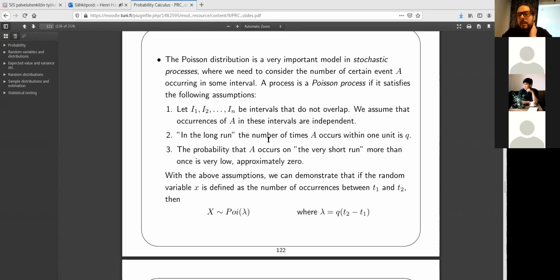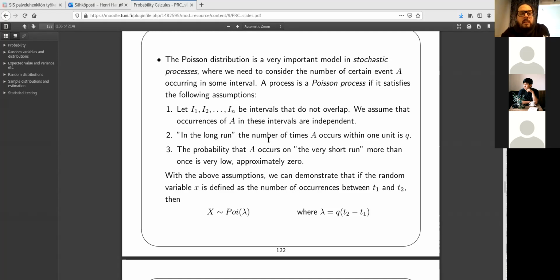The long run meaning here is that if your unit is day and you're looking at hundreds of days, then you have some probability Q that it occurs in each day. Let's say we're talking about years and the unit is days, then we have a probability of something occurring today, something occurring tomorrow.